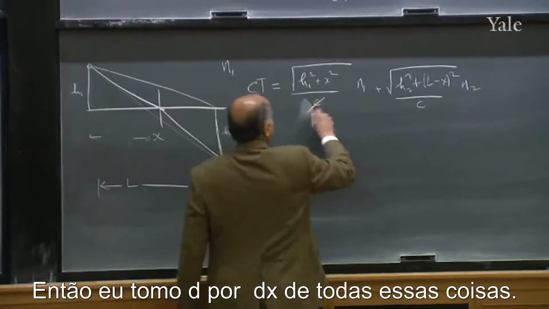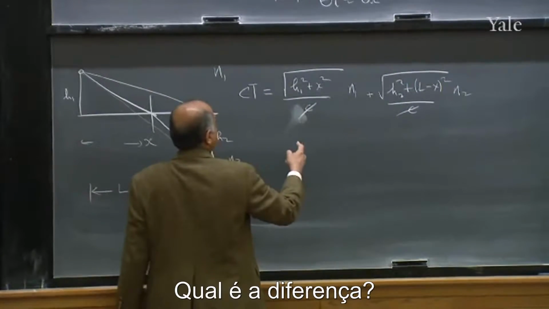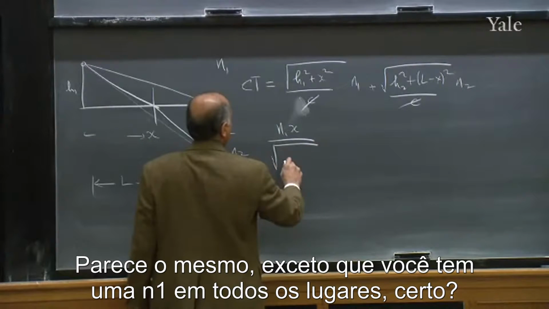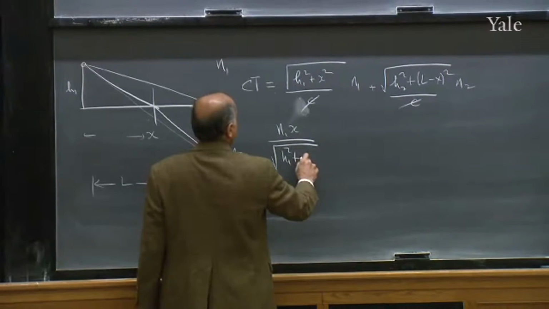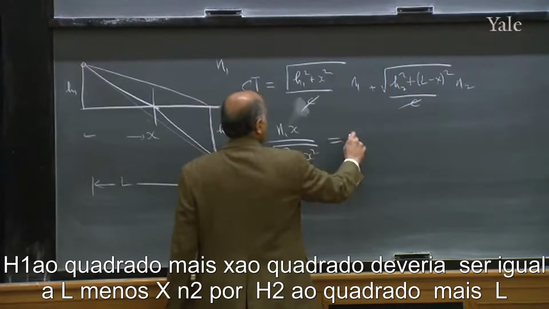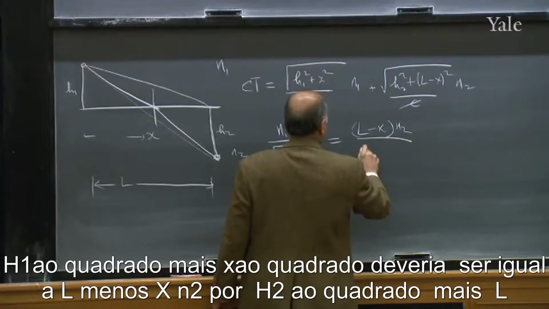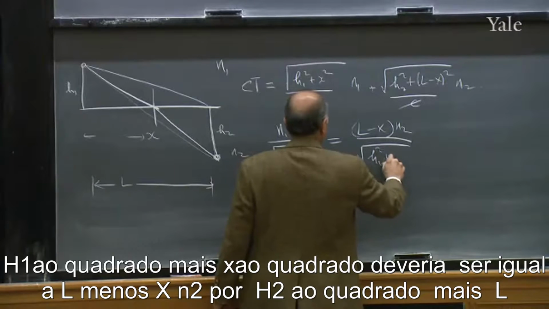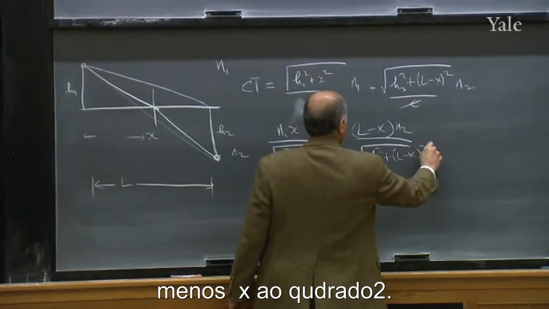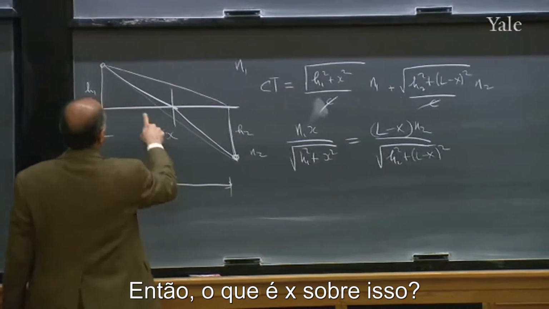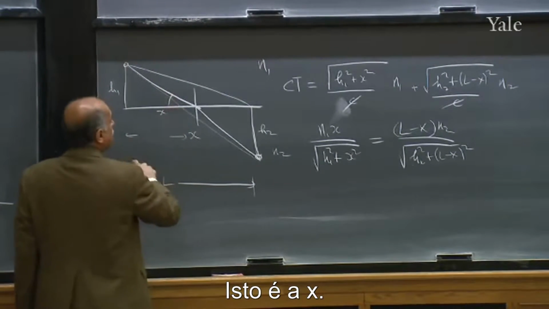So I take d by dx of all of these things. What's the difference? It looks the same, except you've got an n1 everywhere, right? n1 x divided by the square root of h1 squared plus x squared should be equal to (L minus x) n2 divided by the square root of h2 squared plus (L minus x) squared. So what is x over this? This is the x.